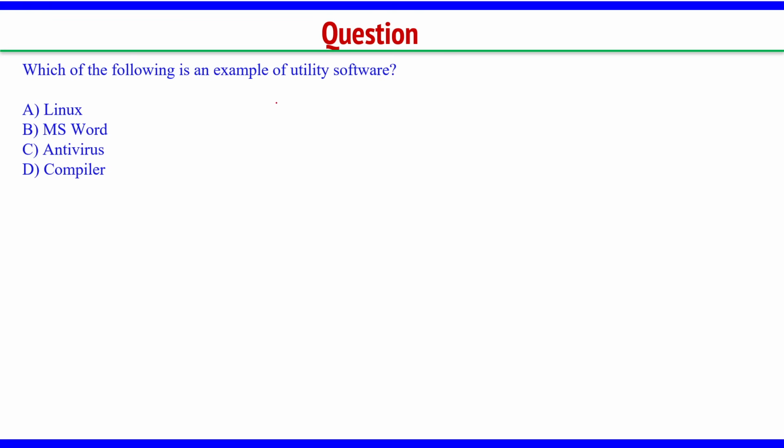Okay, right? So which of the following is a utility software? Linux is an operating system. I know that. MS Word is an application software. See, antivirus is a utility software which can help me in finding out some bugs. Antivirus. Next, which utility software is used for file compression?